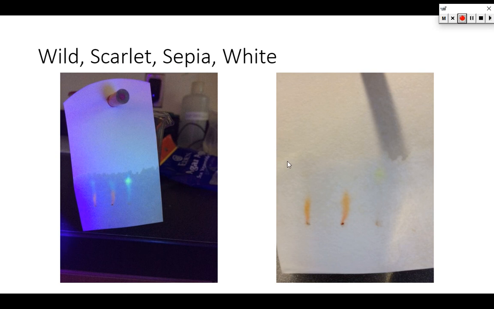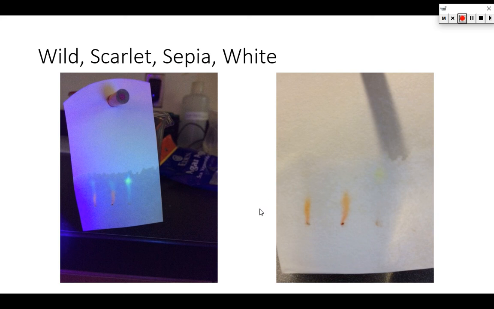So this is the exact same strip, just under two different kinds of light, and the order of the eyes is the wild type, the scarlet, the sepia, and the white. And actually two things to note. One is that the brown pigment doesn't show up at all. It's not soluble in the solvent that we used, and so you really can't see it. The second is that the blue is actually more of an ultraviolet. We call it blue, but you can only see it under ultraviolet light, which is why in this view we see this bright glowy stuff that we don't see in this view.